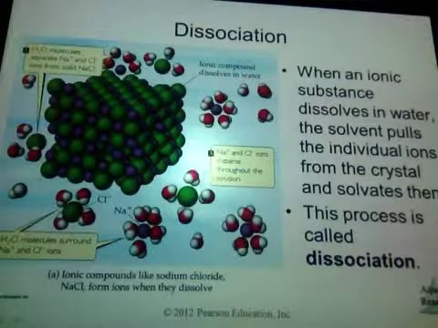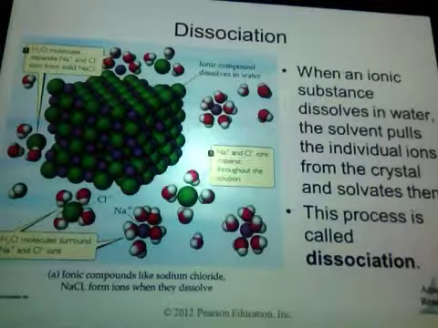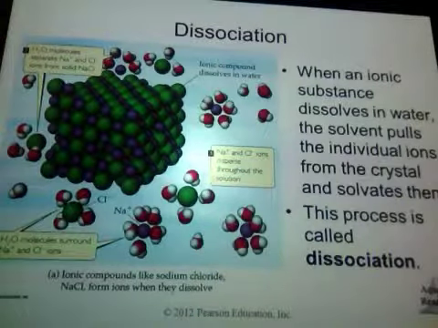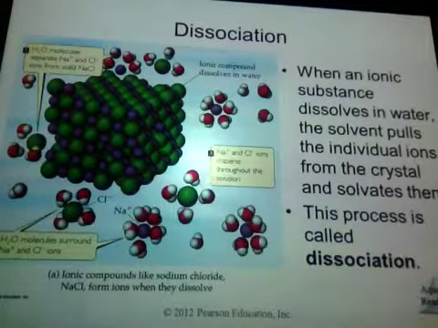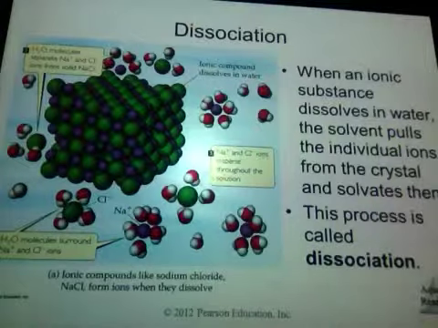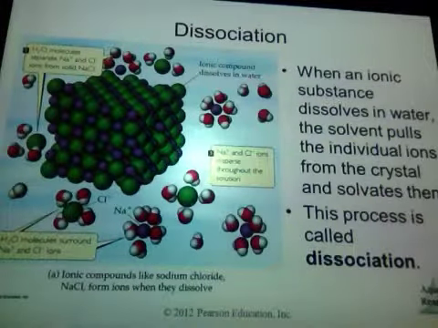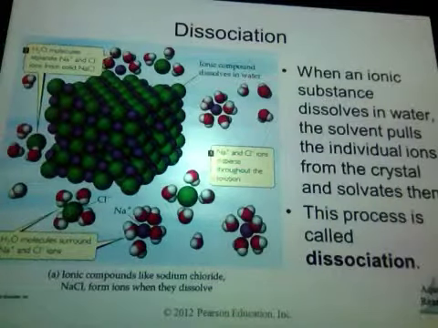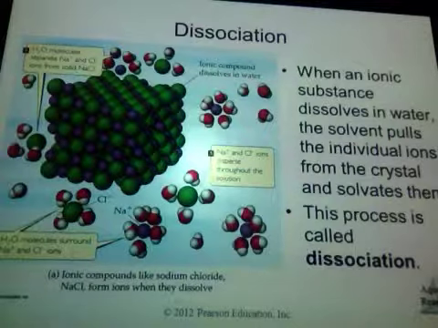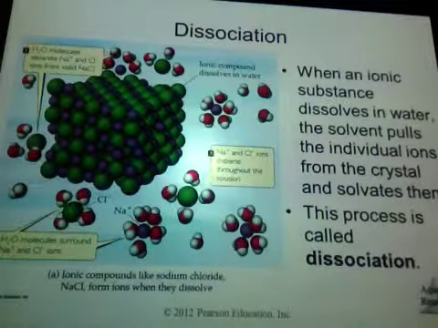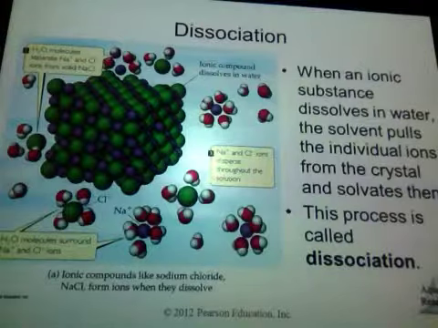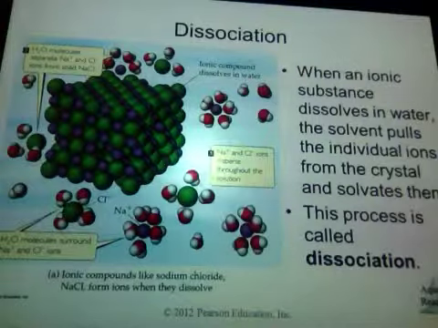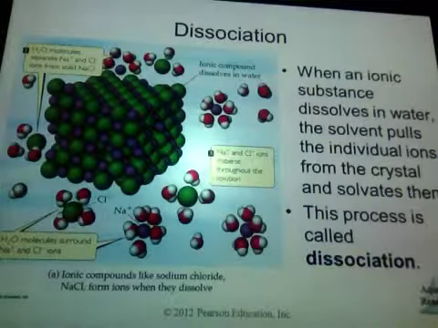Okay, so we have talked about dissociation before, and I want to talk about dissociation again. So during dissociation, we know that when an ionic substance dissolves in water, the solvent is going to pull those individual ions from the crystal, and it's going to solvate them, and we call this dissociation. So we also had another name for something similar to this, and that was when the solvent was specifically water, and we called that solvation. I think that's on your next slide, actually.